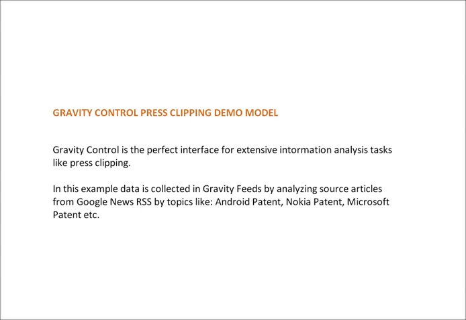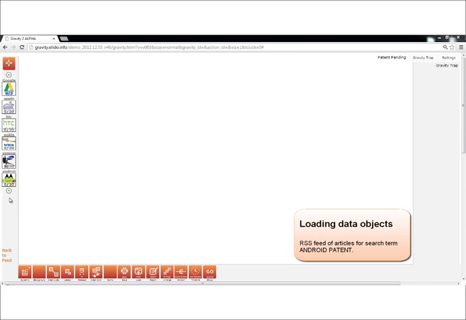This short video is an example of what gravity control can do for information analysis tasks like press clipping, for instance. You will see a real-time demonstration of our concept model and its current capabilities. The data we're working with is actual RSS feeds from Google News in the field of information technology. We start by loading a data feed onto the work plane.